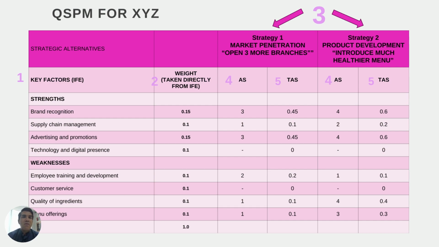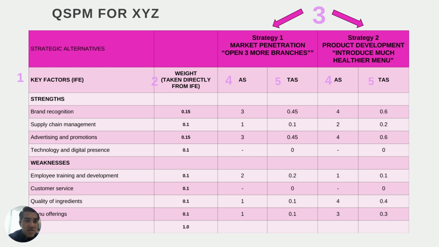In step number 4, you have to give an attractiveness score for each of the variables or key factors that you have listed in your QSPM. The attractiveness score is on a scale of 1 to 4, 1 being not attractive, 2 somewhat attractive, 3 reasonably attractive, and 4 highly attractive. So in step number 4, you need to give them a score between 1 to 4 for each of these variables. You have to go through one by one.